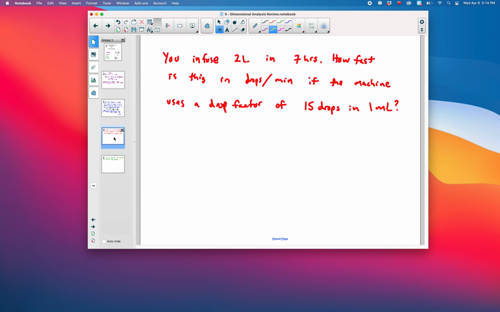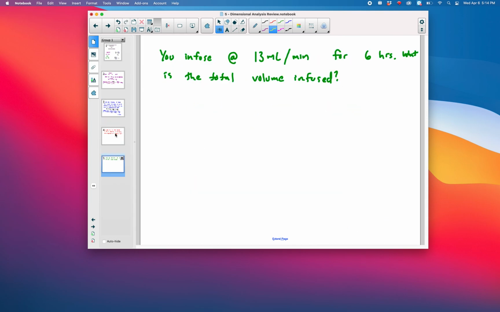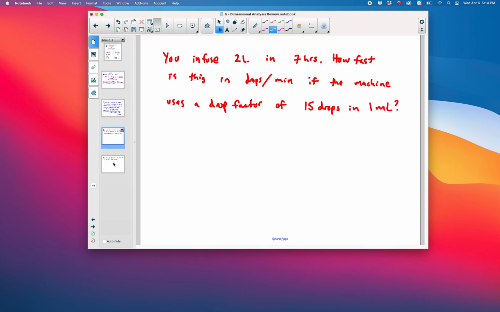Okay, I've got 2 more problems here. These ones are maybe a little bit harder. I'm just going to work through them. You can feel free to check, and then I'll upload this video. So, you infuse 2 liters in 7 hours. How fast is this in drops per minute if the machine uses a drop factor of 15 drops in 1 milliliter?